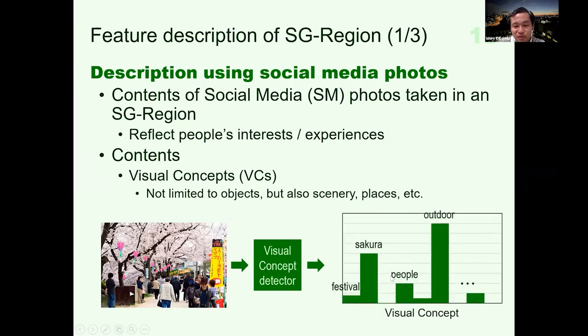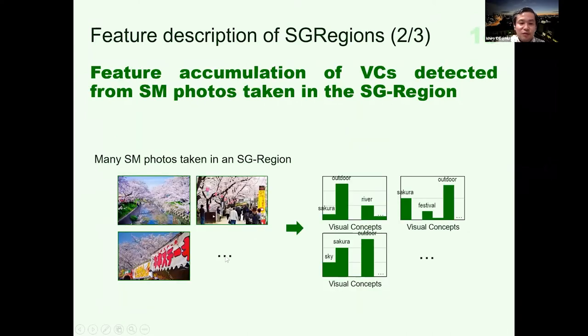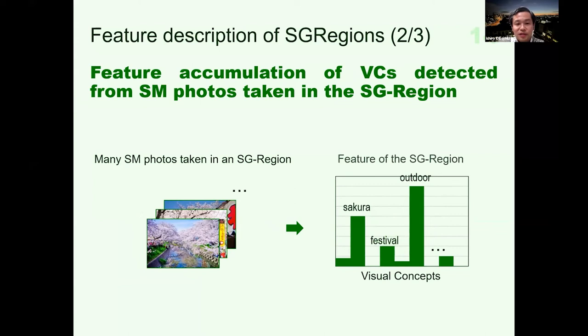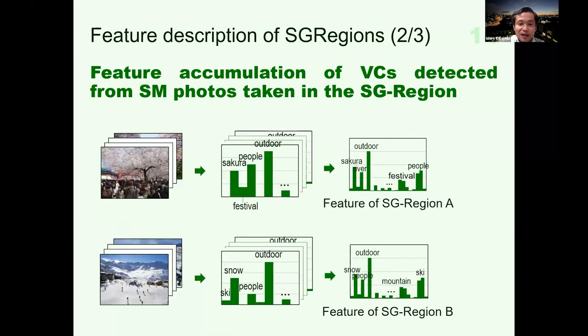This is represented by a histogram. We have many photos taken in this seasonal georegion, and each of them outputs this kind of visual concepts histogram. Then they're all combined into one. So it's accumulated, and this is considered the feature of this seasonal georegion. This is applied to all of these clusters that were extracted, A, B, and C, and so on.